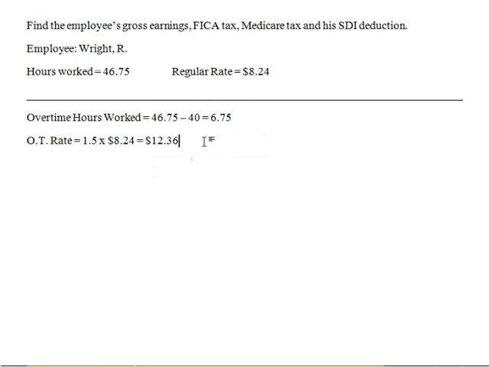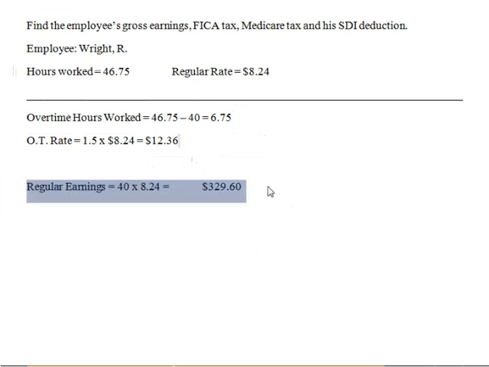Let's now compute the employee's overtime rate. Assuming that the employee is paid time and a half for every hour worked, we take 1.5 and multiply it by the employee's regular rate to see that his overtime rate is $12.36 per hour.